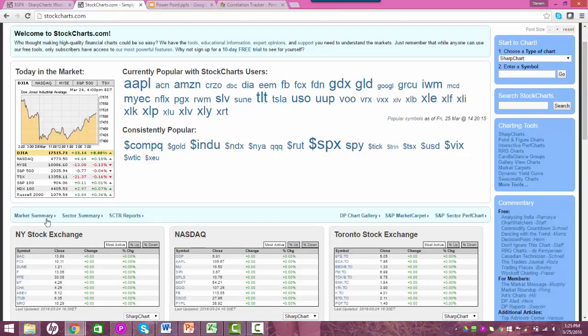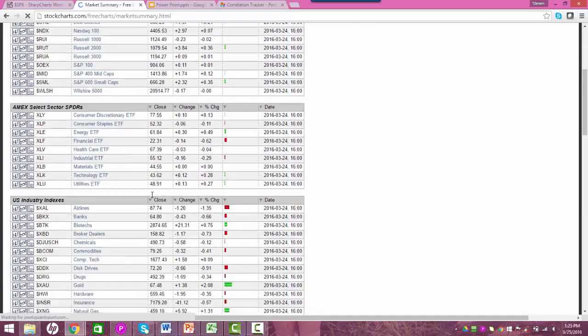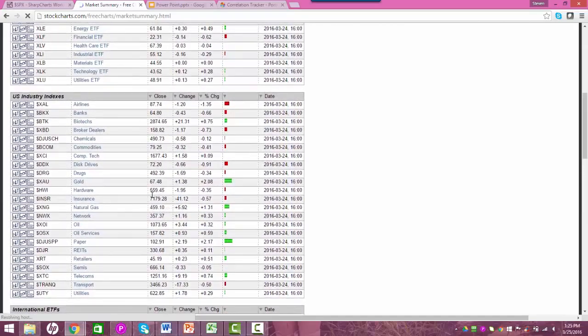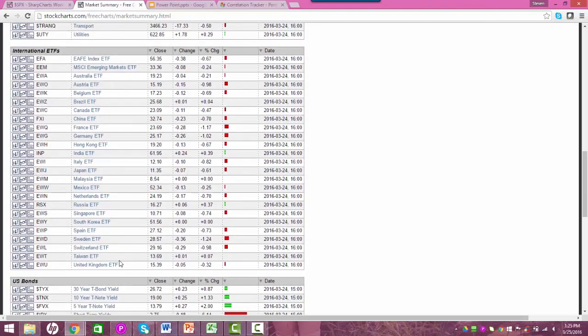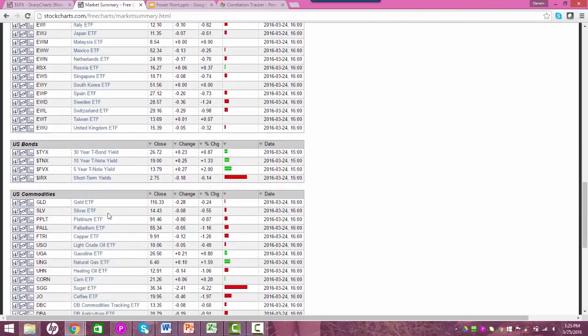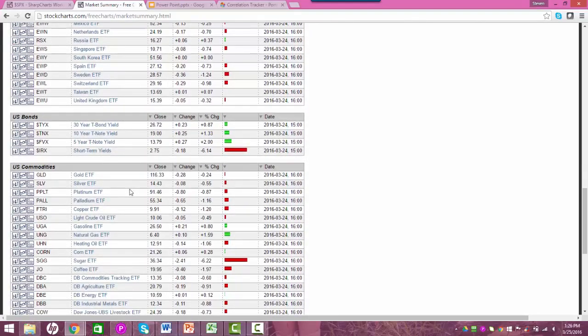So just go to stockcharts.com and go to this little button down here that says Market Summary. Most of the non-correlated assets, you're looking at things like individual single countries that might not necessarily be as correlated with the S&P 500 as other markets. Or you're looking at commodities, right? A lot of bonds are negatively or inversely correlated with the market, meaning they're going to move in the opposite direction, up or down.